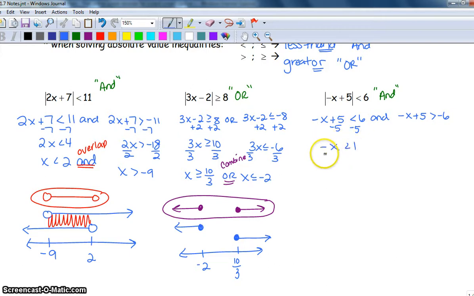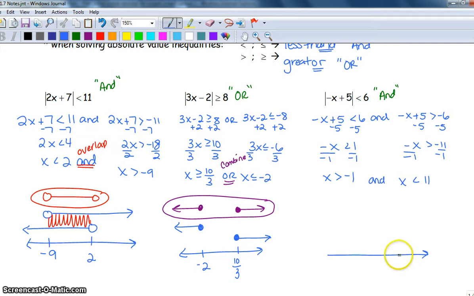Now, we don't want to solve for x, or negative x, we want a positive x. So we have to divide by a negative 1 on both sides. Now, this time I actually multiplied or divided by a negative, so I've got to flip that from a less than to a greater than. So x is greater than negative 1. Go to our second inequality. Negative x is greater than negative 11. Divide by the negative 1, and we get x is less than 11.